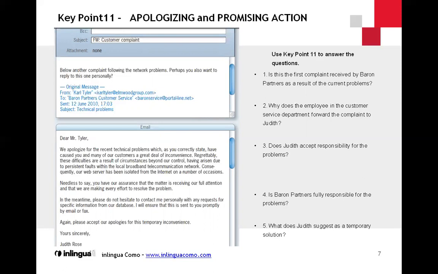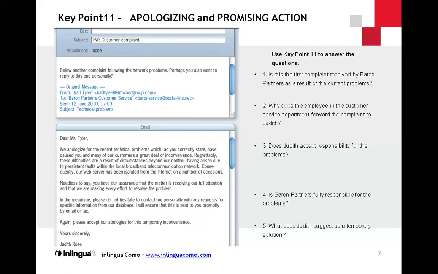Regrettably, these difficulties are a result of circumstances beyond our control, having arisen due to persistent faults within the local broadband telecommunication network. Consequently, our web server has been isolated from the internet on a number of occasions. Needless to say, you have our assurance that the matter is receiving our full attention and that we are making every effort to resolve the problem. In the meantime, please do not hesitate to contact me personally with any requests for specific information from our database. I will ensure that this is sent to you promptly by email or fax. Again, please accept our apologies for this temporary inconvenience. Yours sincerely, Judith Rose.